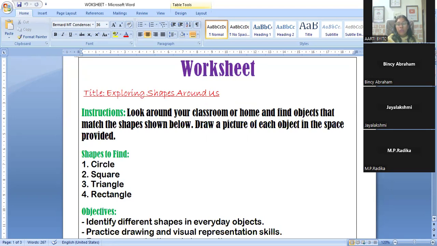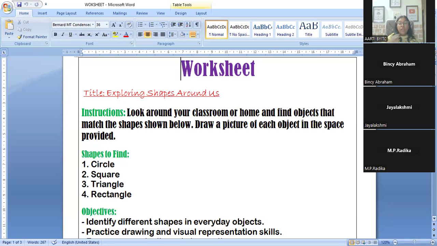Definitely, we have some objectives in the classroom. So we need to reach those objectives, but yes, instructions are also important. So look around your classroom or at home or outside the classroom, find the objects that match the shapes given below, or draw a picture of each object in the space provided.